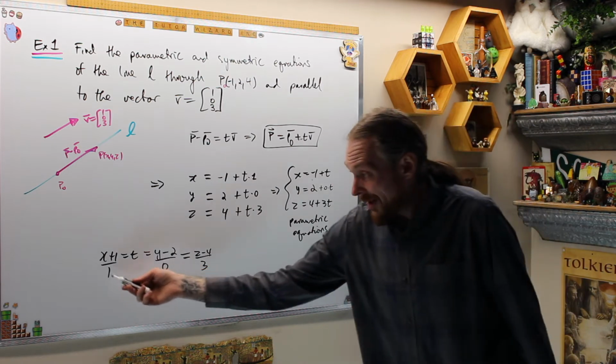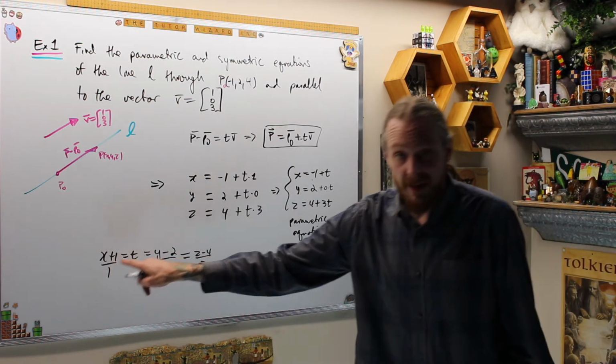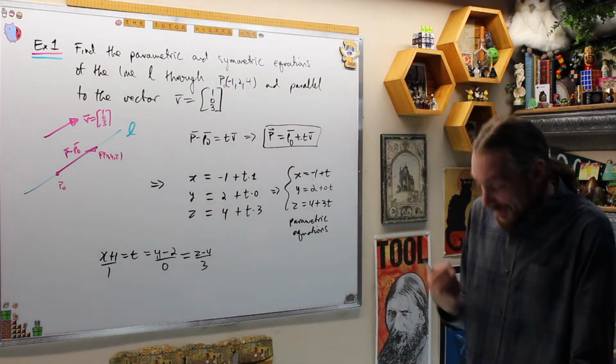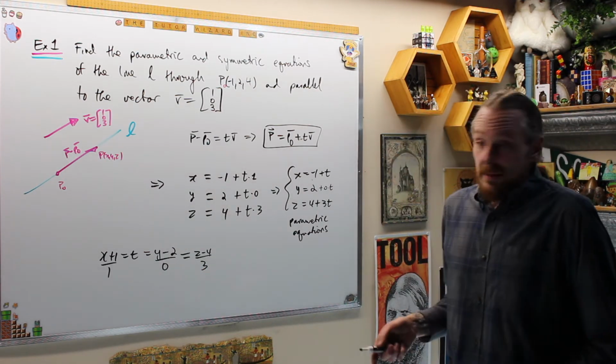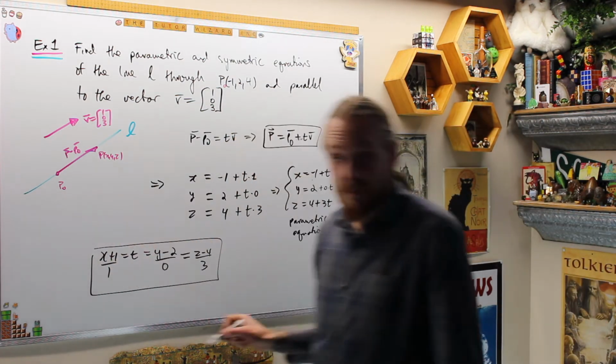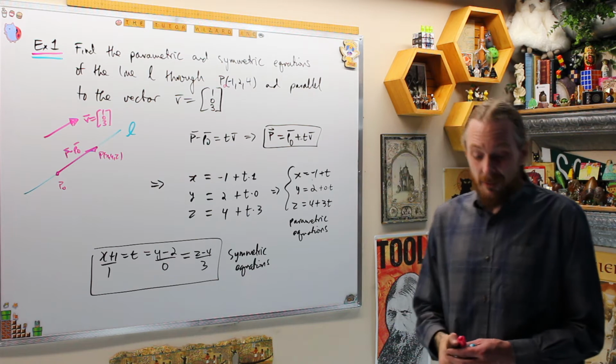So divide by the 1, even if it's there. 1 times t, you still divide by the 1. If it's 0t, you divide by the 0, which you're allowed to do in this rare case. And you divide by the 3. And what does that give me? This is now the symmetric equations. What do those do for me?